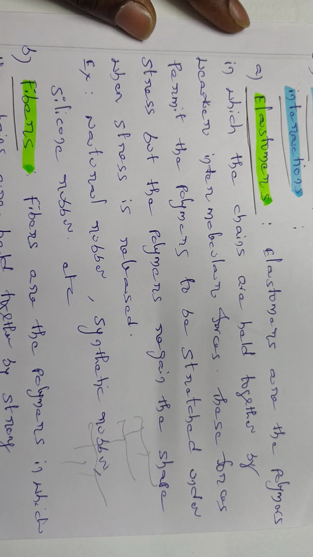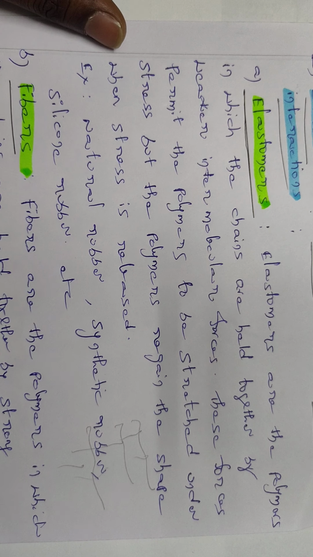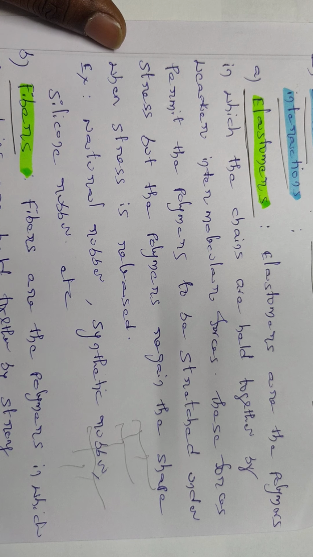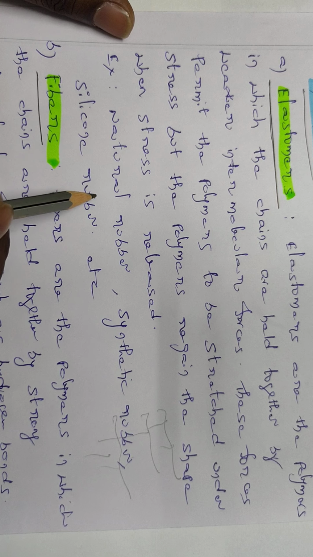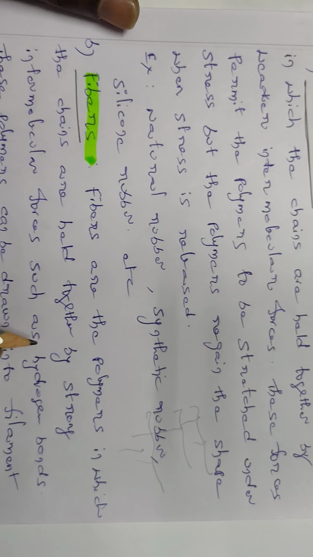For example, a rubber band can be stretched when stress is applied, and after the deformation force is released, it again regains its original shape. Then such type of polymers are called elastomers. It has a nature of stretching because of weak intermolecular forces. For example, natural rubber, synthetic rubber, silicone rubber are examples for elastomers.